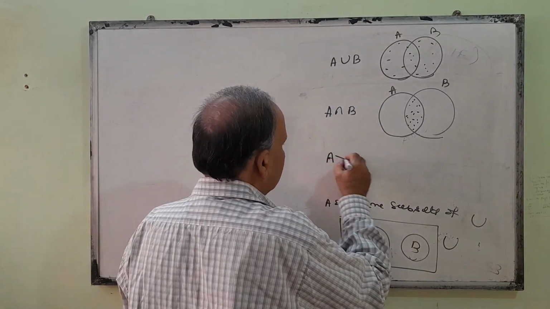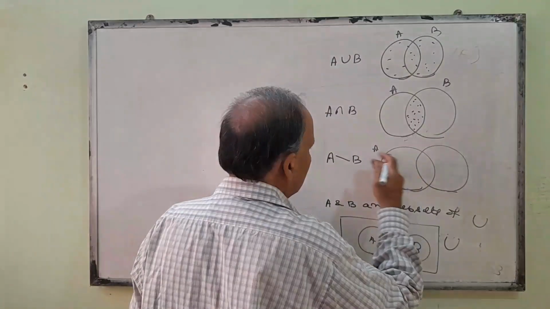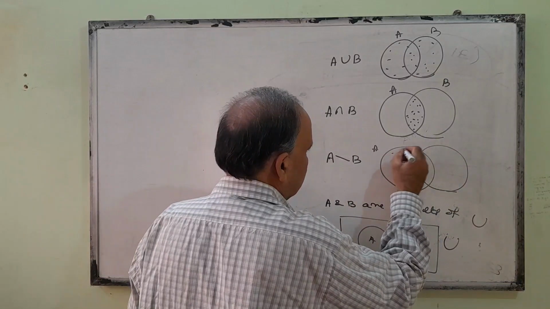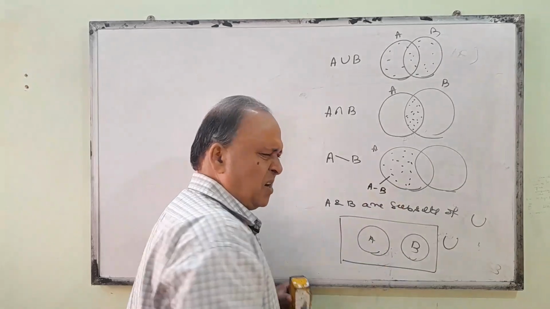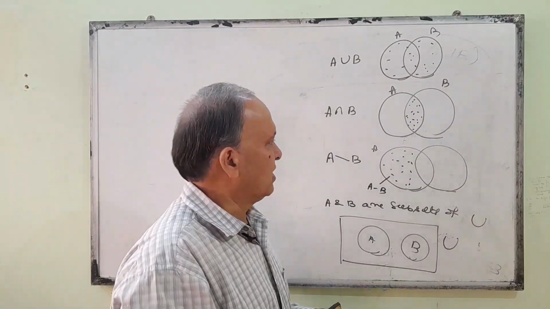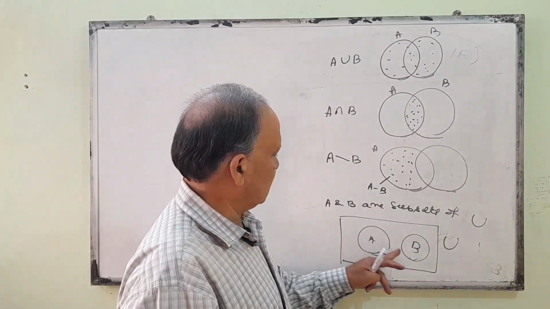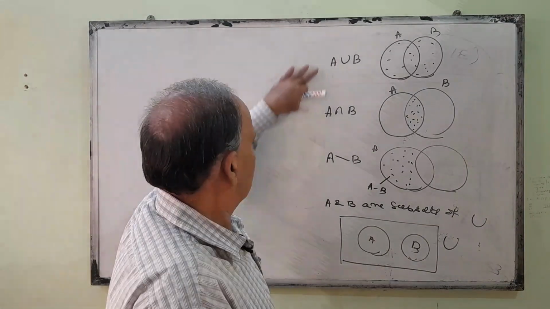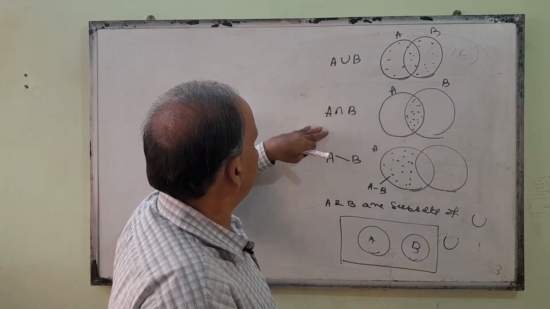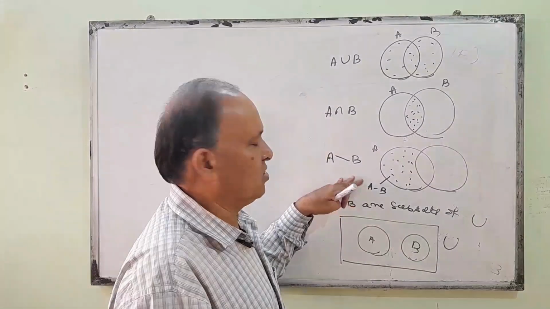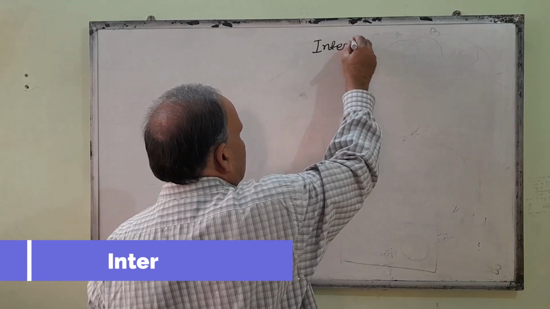Similarly, A difference B, you can draw like this. This is your A and this is your B. That means you remove B from A, so this part remains. This part is called A difference B. There are a number of Venn diagrams. These are the diagrammatic representation of sets, subsets, universal sets, and set operations. You will read in detail in future. So this is your A union B, this is the A intersection B, and this is your A difference B.